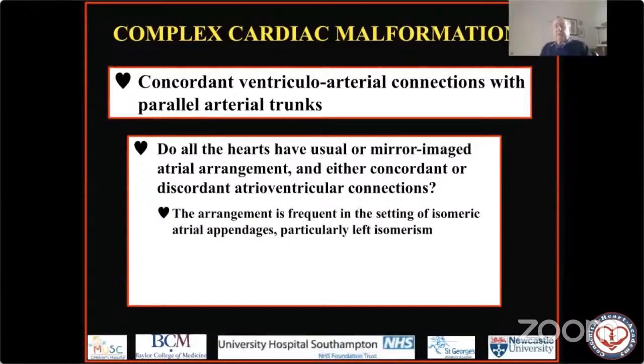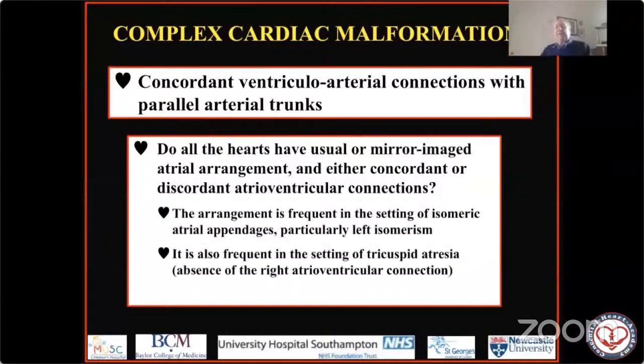But we've now seen concordant ventriculo-arterial connections with parallel arterial trunks in the setting of usual atrial arrangement, with concordant atrioventricular connections and with discordant atrioventricular connections. We can have the same thing with mirror-imaged atrial arrangements, again with either concordant or discordant atrioventricular connections. But not all hearts have these arrangements, because the finding of concordant ventriculo-arterial connections with parallel arterial trunks is quite common when we have isomeric atrial arrangements, and in particular, left isomerism. So we need to take that into account when we're discussing these segmental sets.